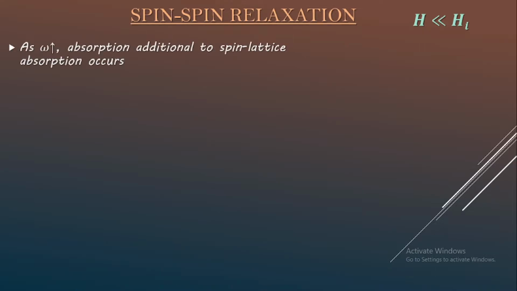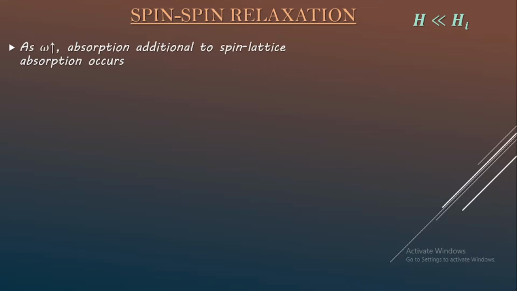Experimentally it is found that as the frequency of the oscillatory magnetic field, denoted as omega, increases, absorption additional to the spin lattice absorption occurs. That is, omega increases means absorption is also going to increase, because we have seen under magnetic resonance when we apply a static magnetic field, then precession of the moments takes place, whereas when we apply an alternating or oscillatory magnetic field, then energy absorption takes place, and here omega is the frequency corresponding to the oscillatory magnetic field.